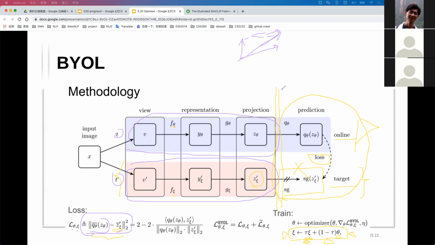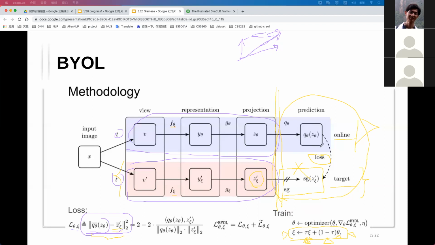Yeah, for my understanding, because the parameters are different, the projection layer maps the picture to a different space. So we need one more layer called prediction to map the Z theta to the same space as the Z epsilon. It is a little weird. Yeah, but it just uses this mechanism.